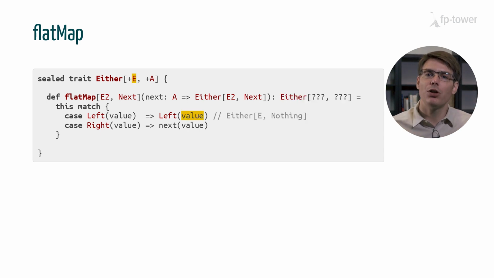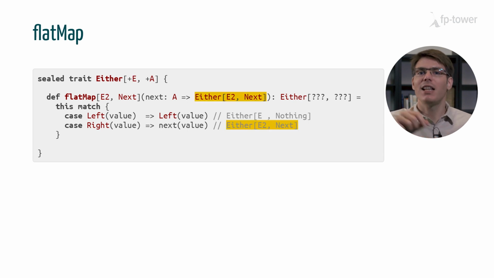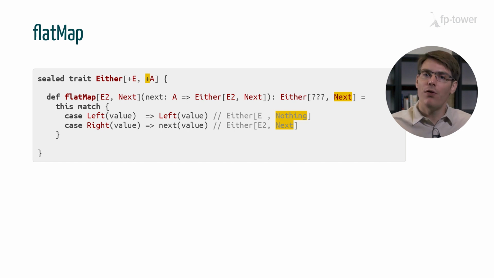The first line returns an Either of E, Nothing, because we return a Left of value, and value is the error type of the current Either. Then the second line returns an Either of E2, Next, because this is the return type of the function next. Now we know that Either is covariant in both type parameters. This means that on the right side of the return type, we'll have the least upper bound of Nothing and Next, which is equal to Next, since Nothing is a subtype of everything.